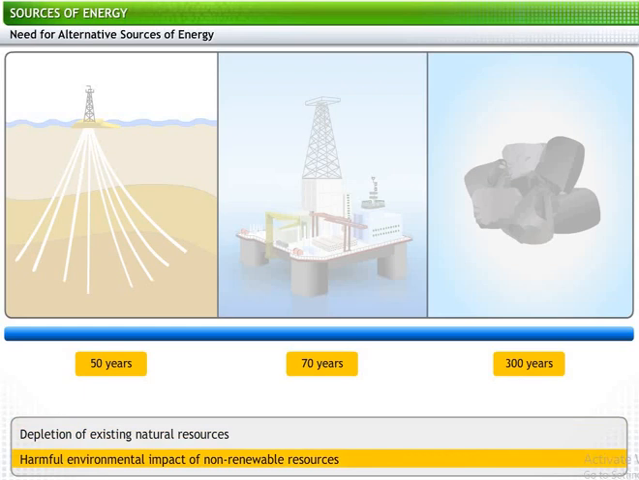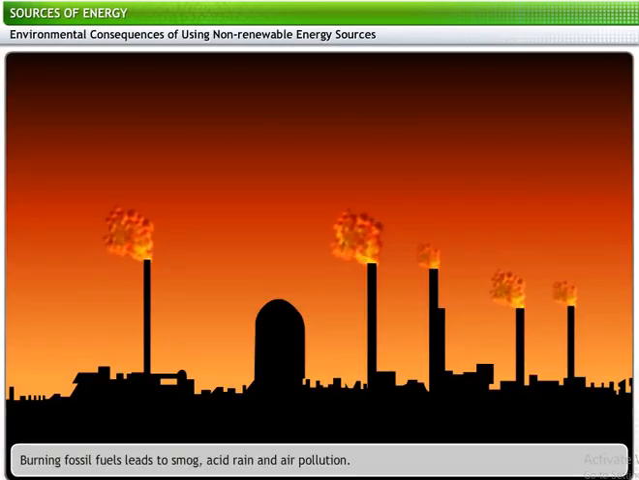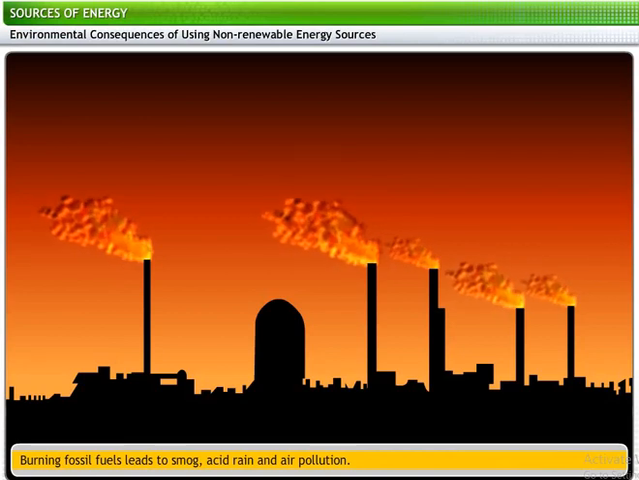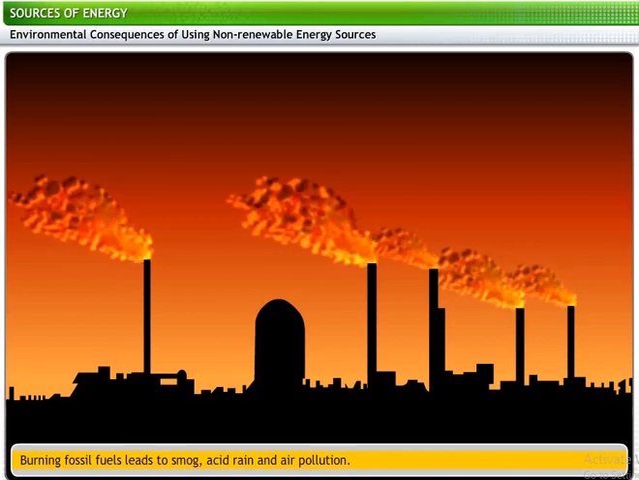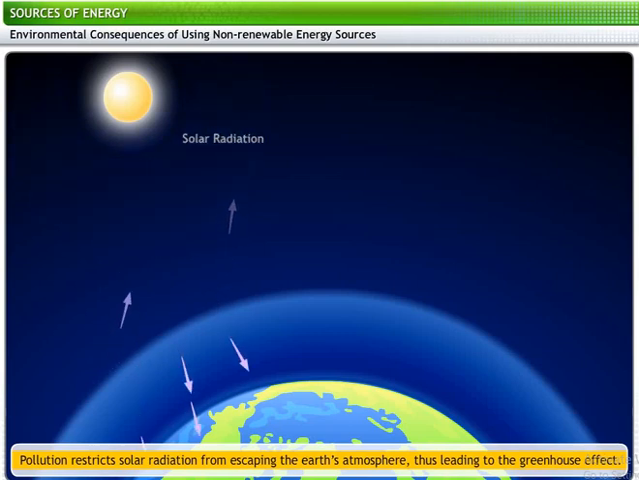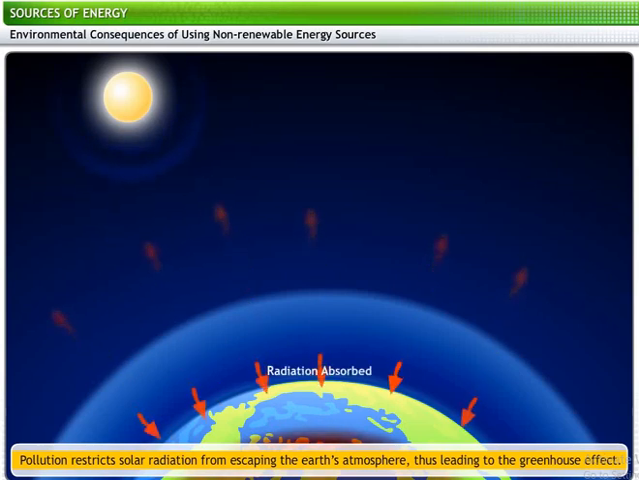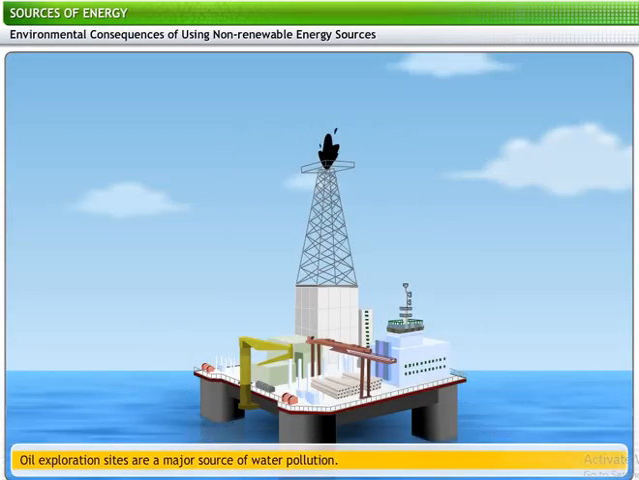Additionally, there are many environmental consequences of using non-renewable sources for generating energy. Burning fossil fuels leads to smog, acid rain, and air pollution. Air pollution restricts solar radiation from escaping the Earth's atmosphere. This leads to the greenhouse effect, warming up of the Earth's surface and atmosphere, resulting in global warming.